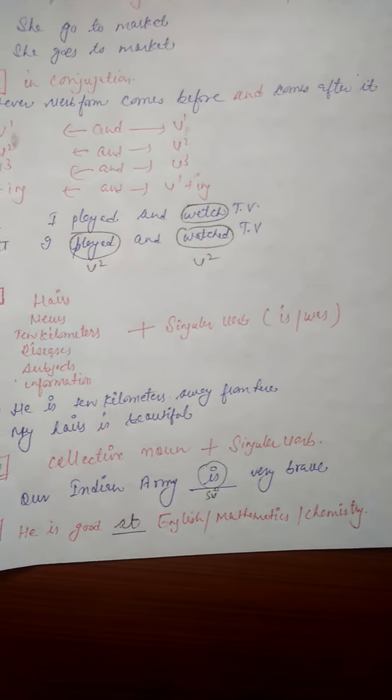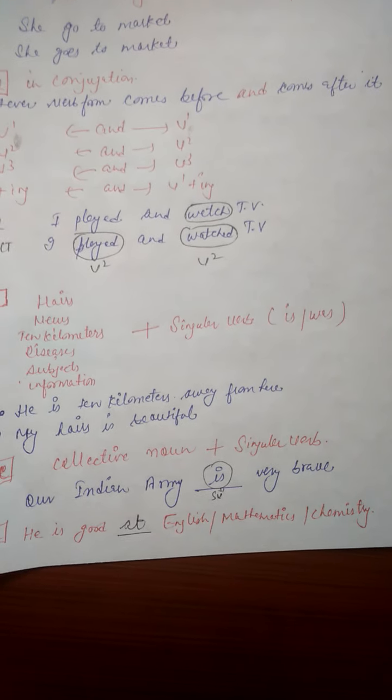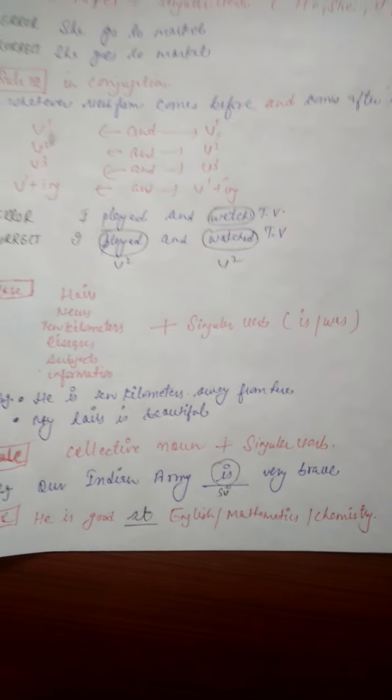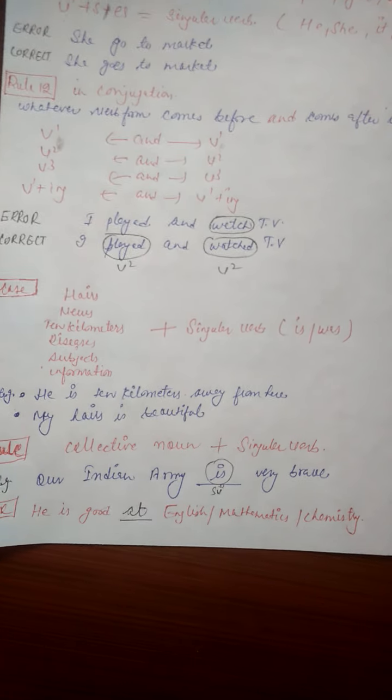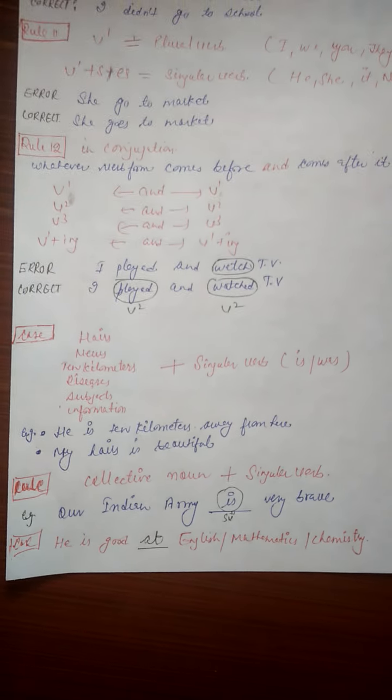He is good at English, mathematics or chemistry. So in this case we will always use 'at'. We have to remember this as it is.